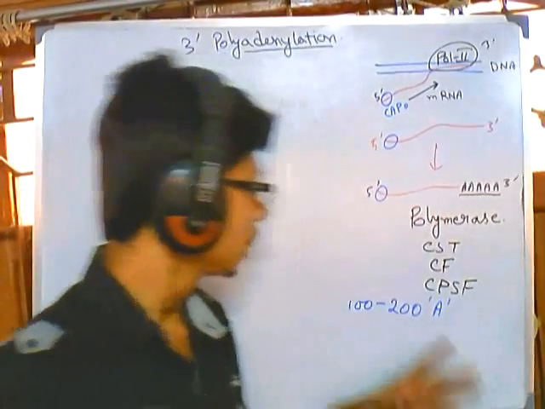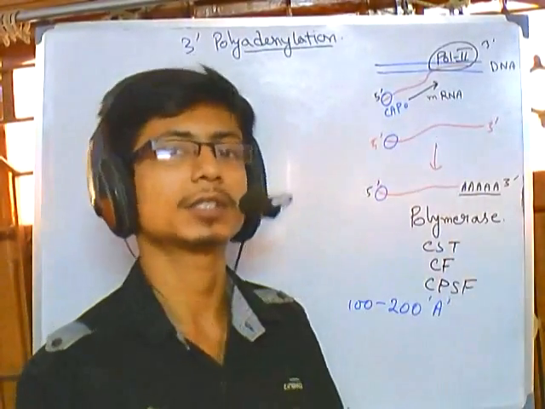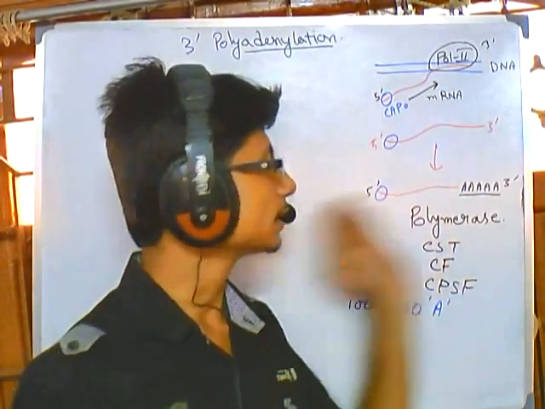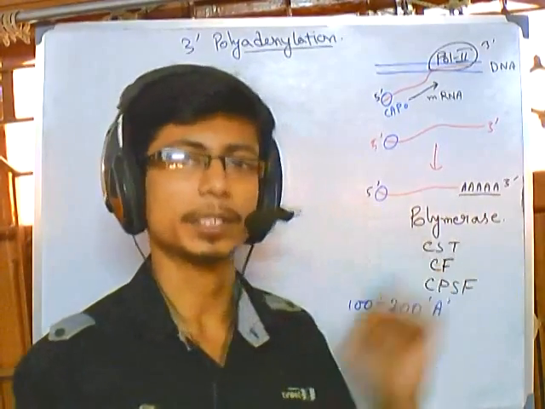Okay, so with 100 to 200 adenine residues, it takes a long time for the exonuclease to cleave, and before that this reaction would be accomplished. This is the first point, how it protects it.